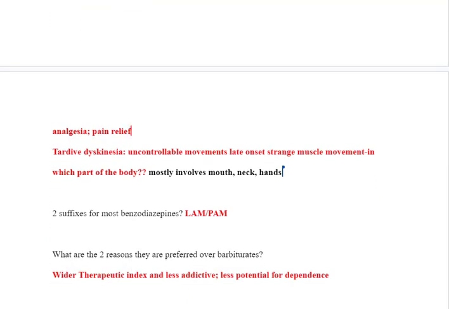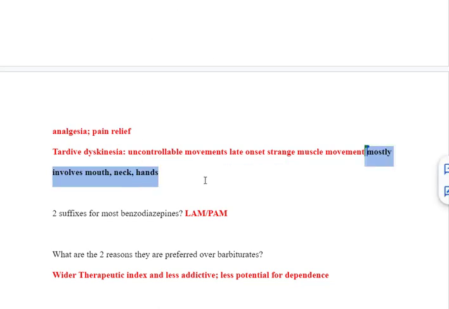So 2 suffixes for benzos is lam and pam. Why are they? What? Oh. Okay. I'm doing my best here. I don't know. There's like a half a dozen of us trying to change this. Red. Okay, good.